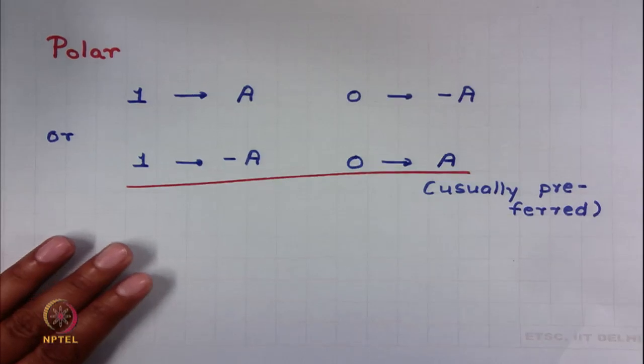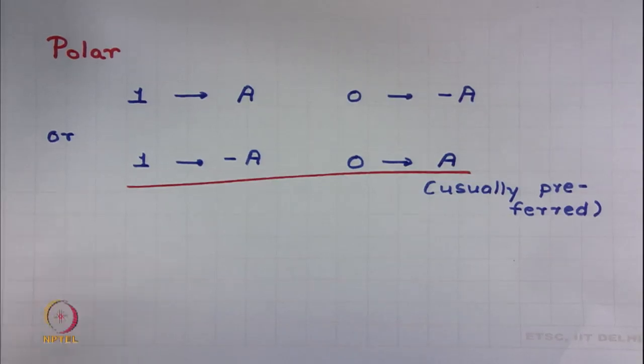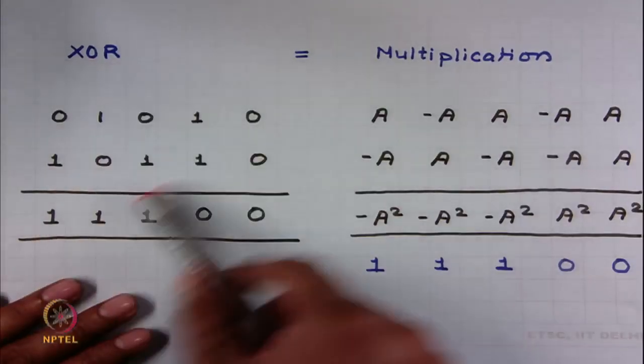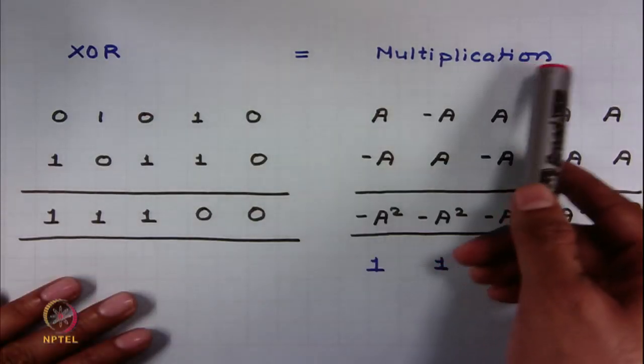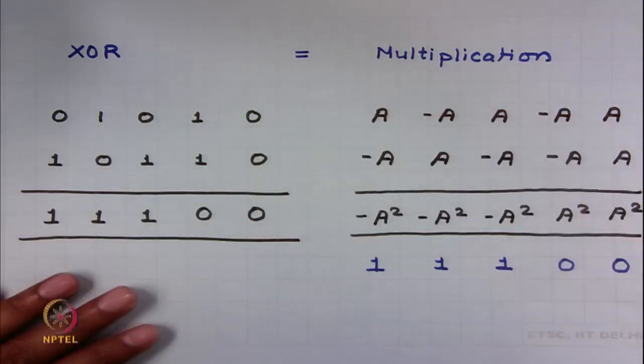Okay. And what is the reason for this? The reason is that if you use this mapping, the XOR of these binary sequences is the same as the multiplication of these numbers. Okay.